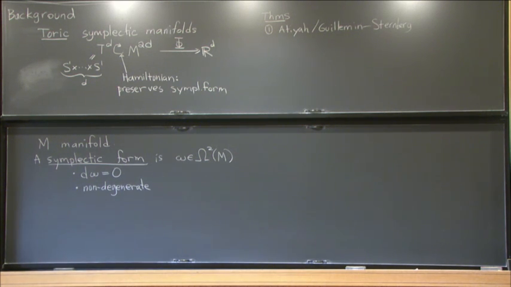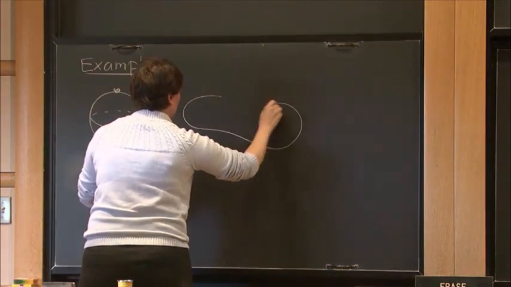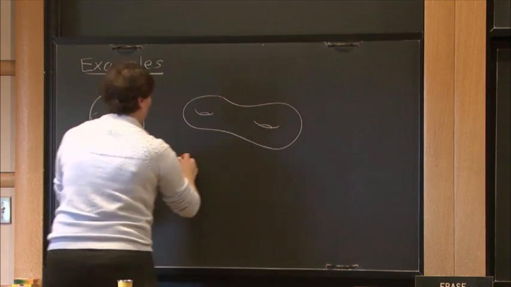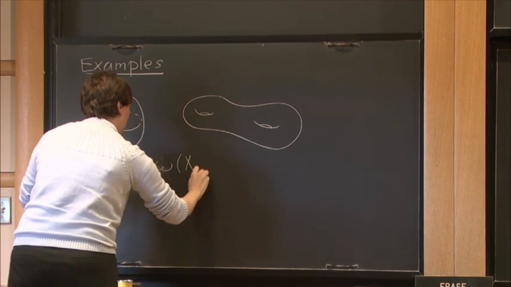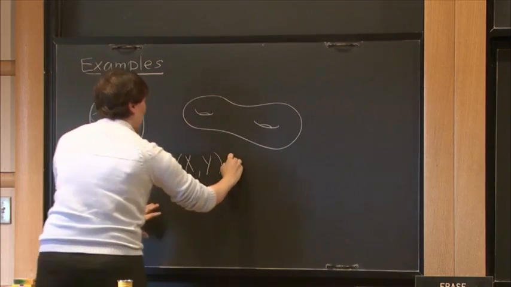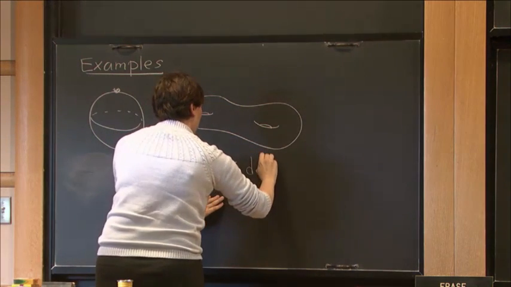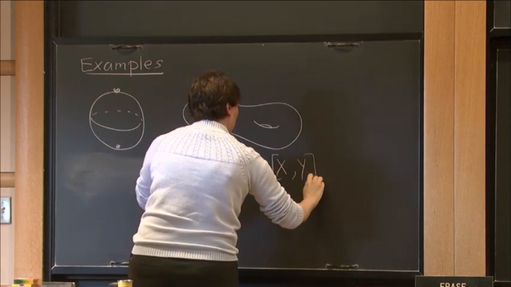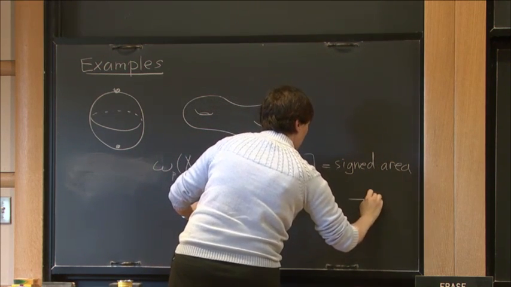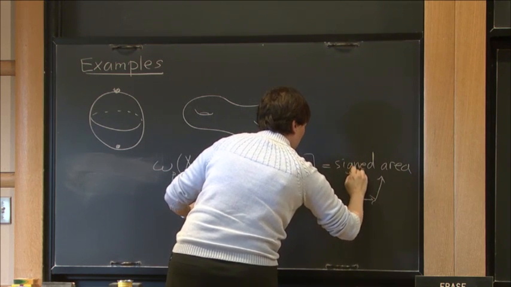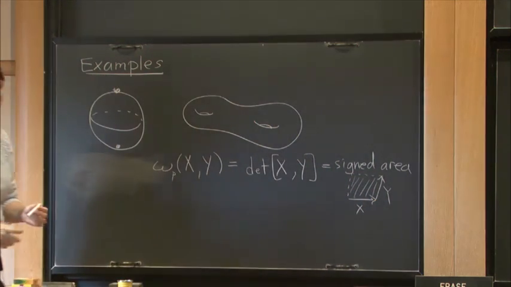On S2, and in fact, let's not even think about actions yet. Let's just think about manifolds. On S2, or on any orientable surface, omega of two tangent vectors at a point p is just going to be the signed area, the determinant of the two tangent vectors. So the signed area of that parallelogram.